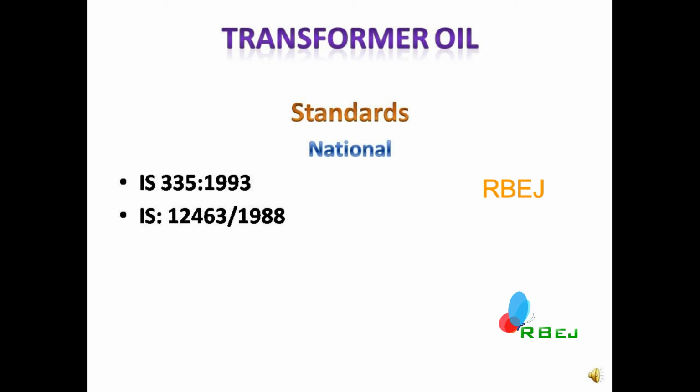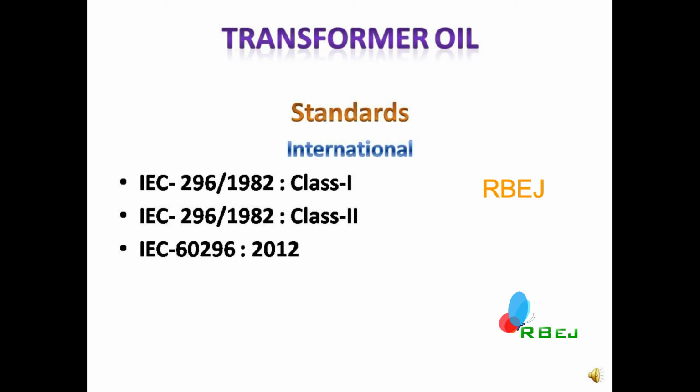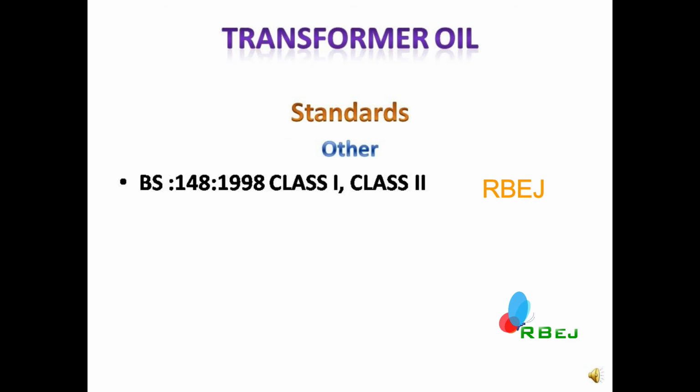Standards of transformer oil. National: 1. IS 335:1993. 2. IS 12463:1988. International: 1. IEC 296:1982, Class 1. 2. IEC 296:1982, Class 2. 3. IEC 60296:2012. Other: 1. BS 148:1998, Class 1, Class 2.